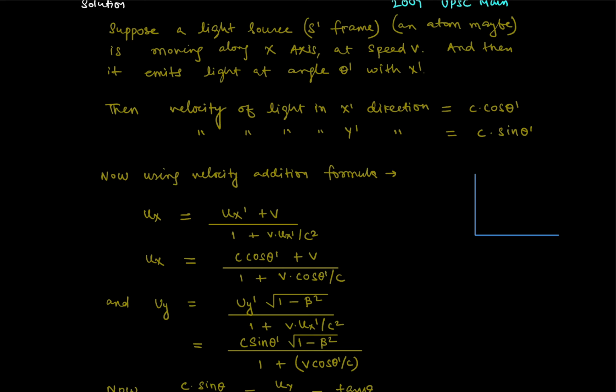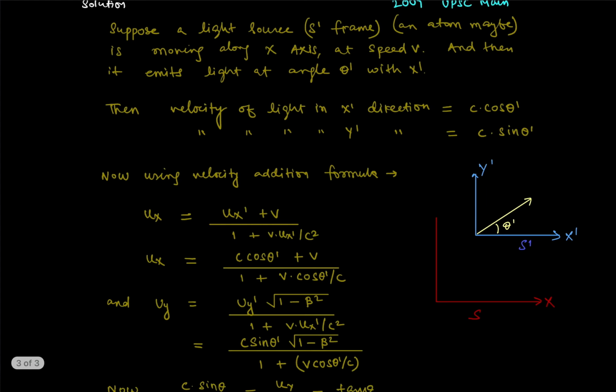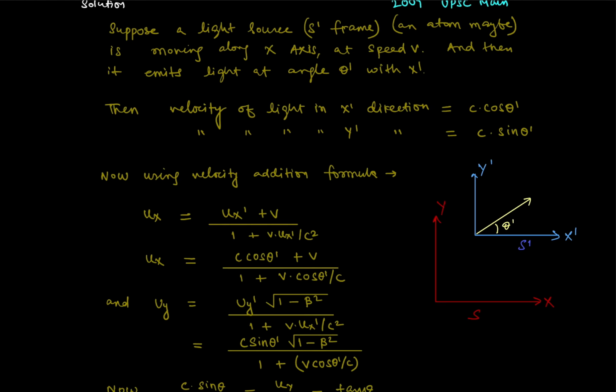This is the x prime, S prime frame, and this is the angle of the light ray. This is the S frame, this is the S prime frame. Obviously this is going to be the x prime axis, this is the y prime axis, and this is the x axis, this is the y axis. So this is our whole setup.